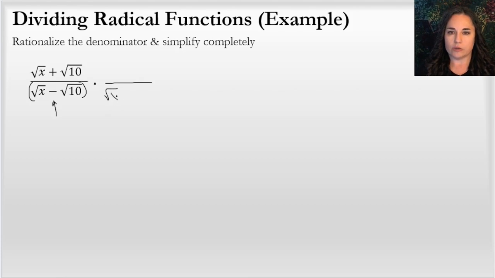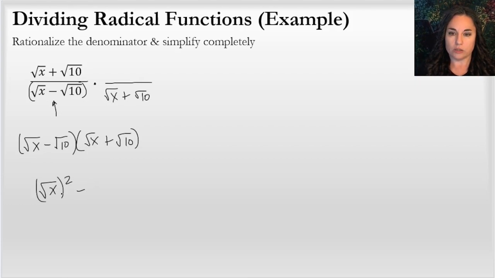So I'm going to take the square root of x plus the square root of 10. I'm going to remind you, when I take the square root of x minus the square root of 10 times the square root of x plus the square root of 10, I'm going to have the difference of squares. Do you see the difference of squares there? I'm going to have the square root of x squared minus the square root of 10 squared, and notice that gets rid of the radicals: x minus 10. So when I multiply this through, I'm going to get x minus 10 down in the denominator.